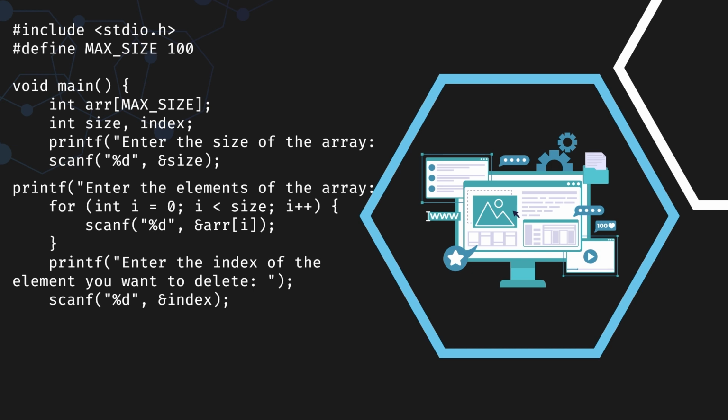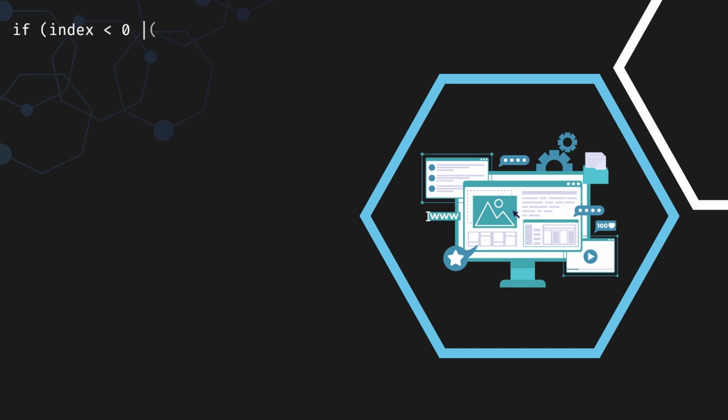I have taken one header file, stdio.h. This header file is included with my source code. After this I have used one macro, MAX_SIZE, and the size I have taken is 100. This size may vary according to your requirement. You can change the size of this macro. Under the void main function I have taken one variable, int arr, and the size of the array is MAX_SIZE, that is 100.